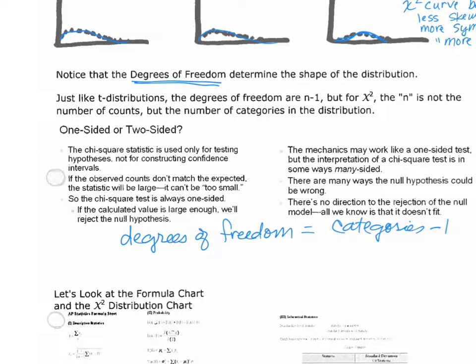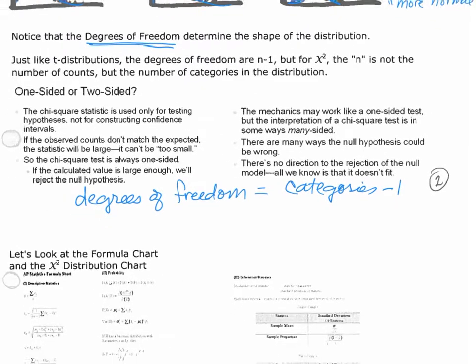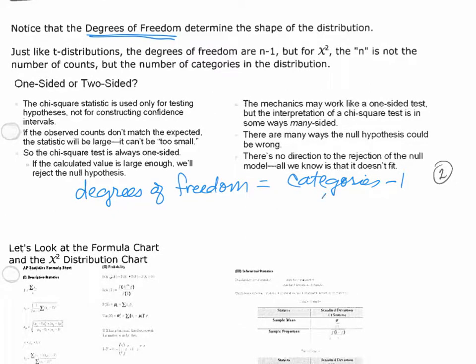And how many categories did we have? 6. We had 6 categories because we had 6 colors: brown, red, orange, yellow, green, and blue. So we had 6 minus 1, so our degrees of freedom is 5.